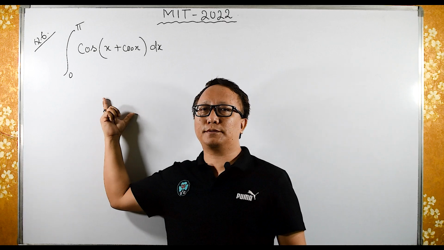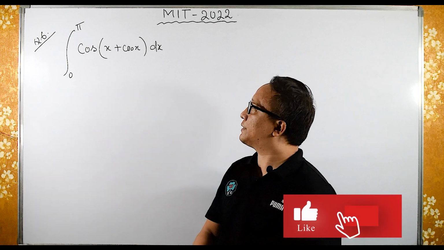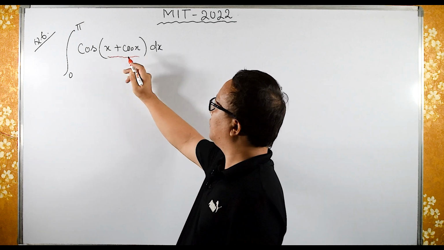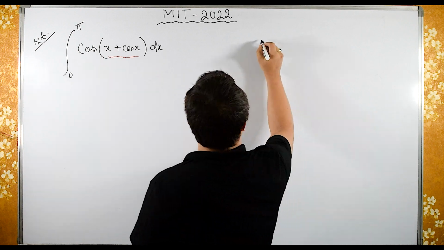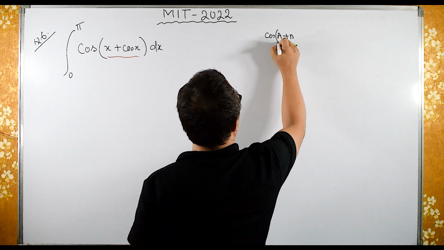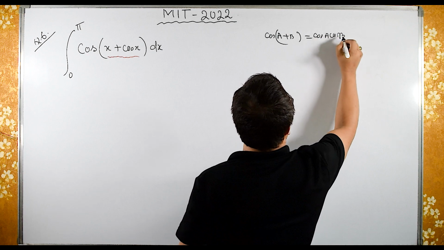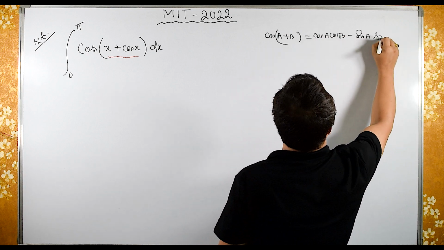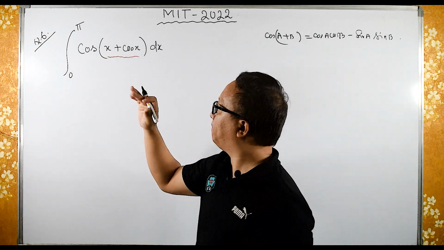This question was asked by MIT 2022, and this is question number 6. Now here we have cos of this. So this is the angle for this cos. We have cos of A plus B is equal to cos A cos B minus sine A sine B. So let's apply this formula over here.